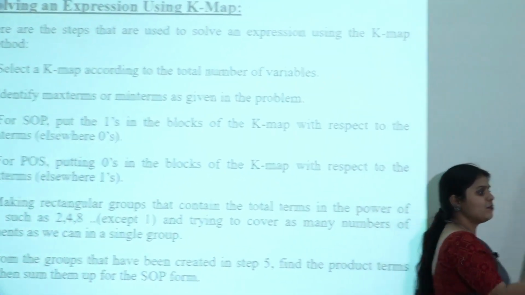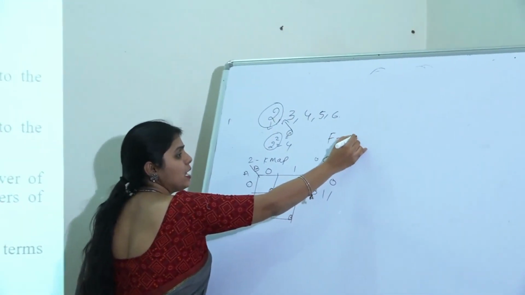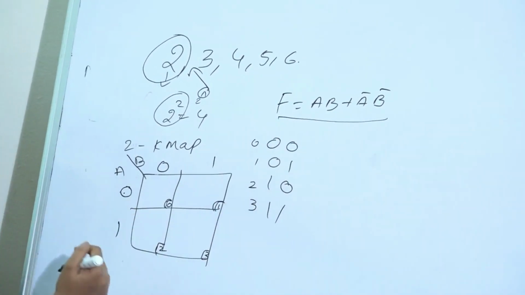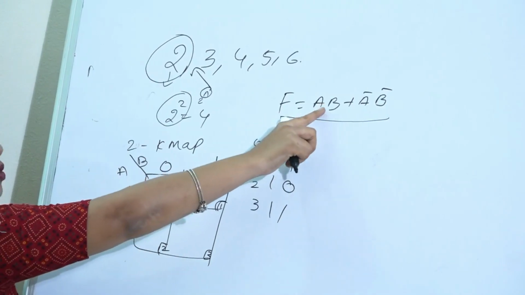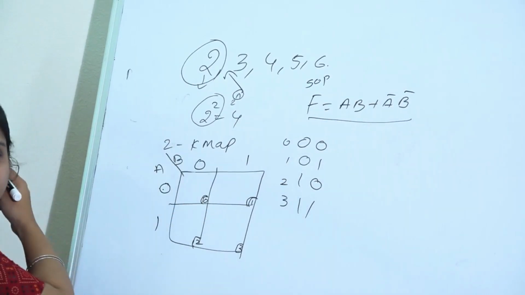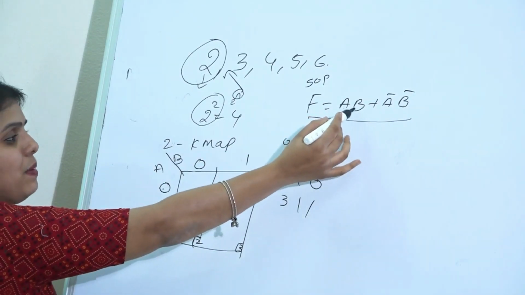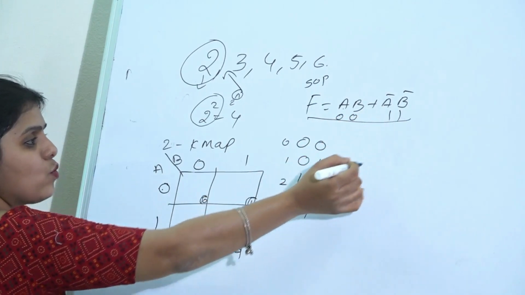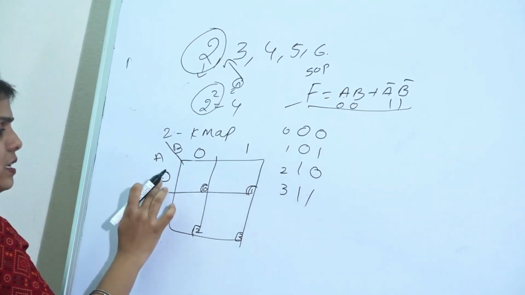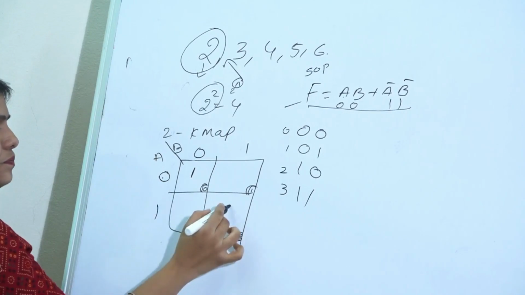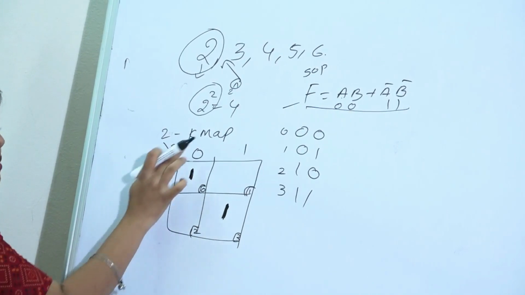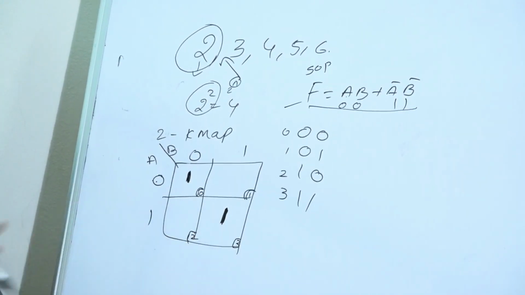Suppose I have my expression as f is equal to ab plus a bar b bar. This is my Boolean function, wherein I have 2 product terms, ab and a bar b bar. This is SOP, sum of products. Now ab is nothing but 1 1, and a bar b bar is nothing but 0 0. So in this particular function I have 2 terms, 0 0 and 1 1. I will identify the min terms. I have 2 min terms, which are 0 0 and 1 1. So that is your step 2.